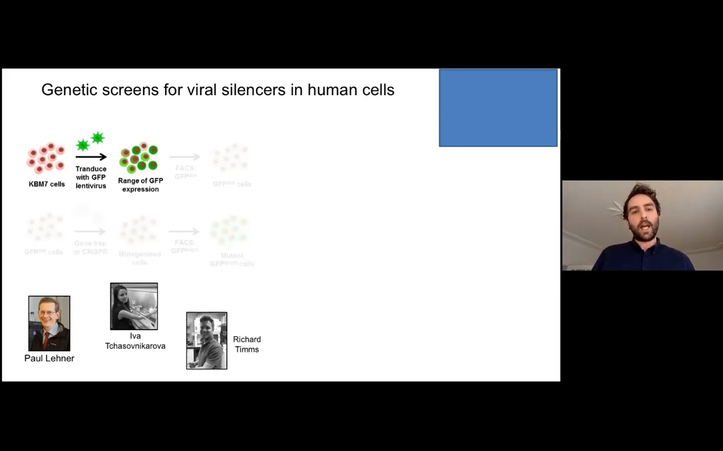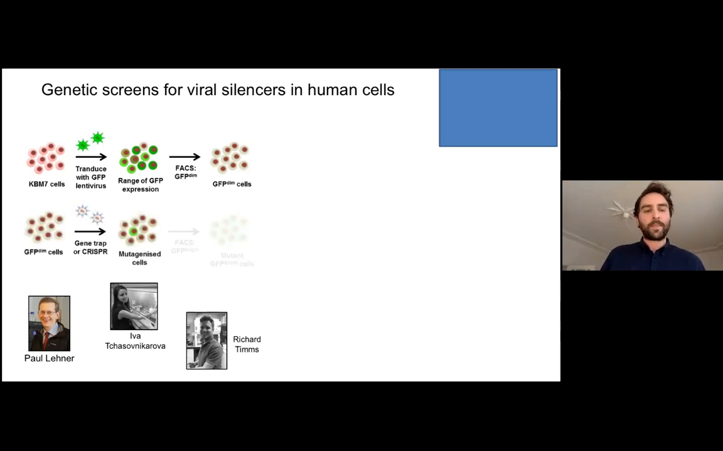And Paul's lab then sorted out the dim population, so those cells in which the viral sequence had somehow been silenced. They then subjected this pool of dim cells to mutagenesis, either through a gene trap or CRISPR approaches, and then collected the pool of mutagenized cells in which some of the cells had become GFP bright again.